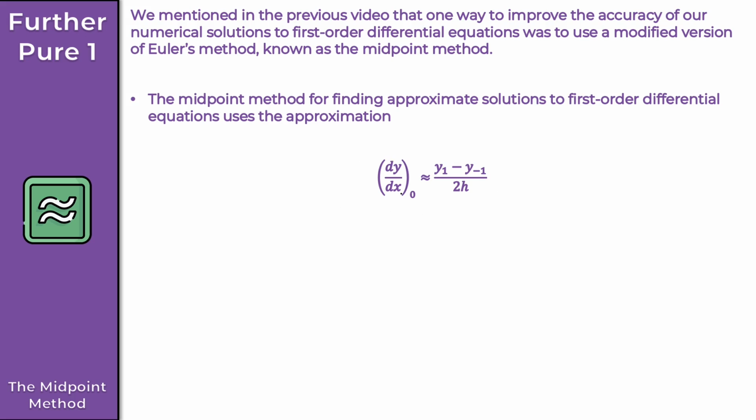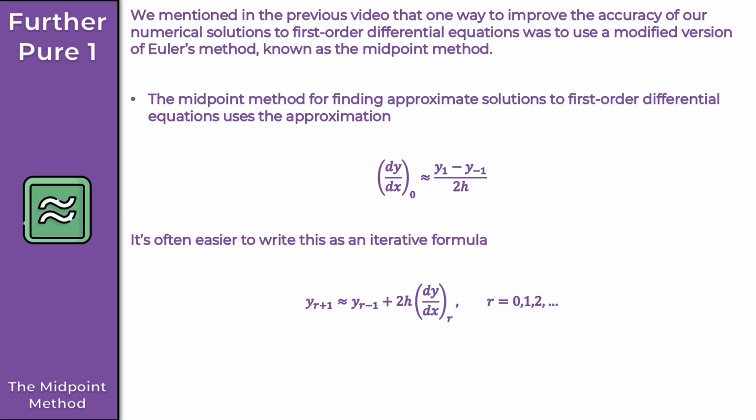So dy by dx at x equals x naught is approximately y1 minus y subscript minus 1 all over 2h. And again, it's often just easier to write this as an iterative formula. So if we do that, then we obtain this result here. Now again, just as we saw with the previous video for Euler's method, this approximation and this iterative formula here are not given in the formula book.